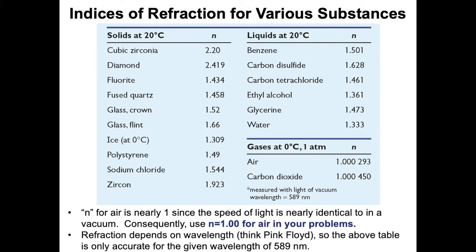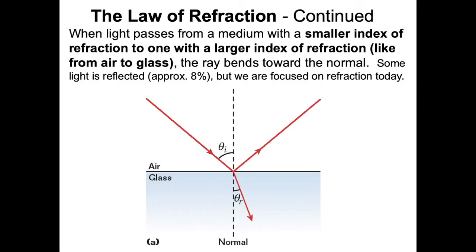Different colors of visible light have different wavelengths. So the table you have right here is only accurate if you have a wavelength of light that's 589 nanometers. So pay attention to that when you're looking through problems. It should always give that to you, but if it doesn't, then it'll give you different indices of refraction. If it's traveling at 589, then you can use this table to look up what the refraction index is.